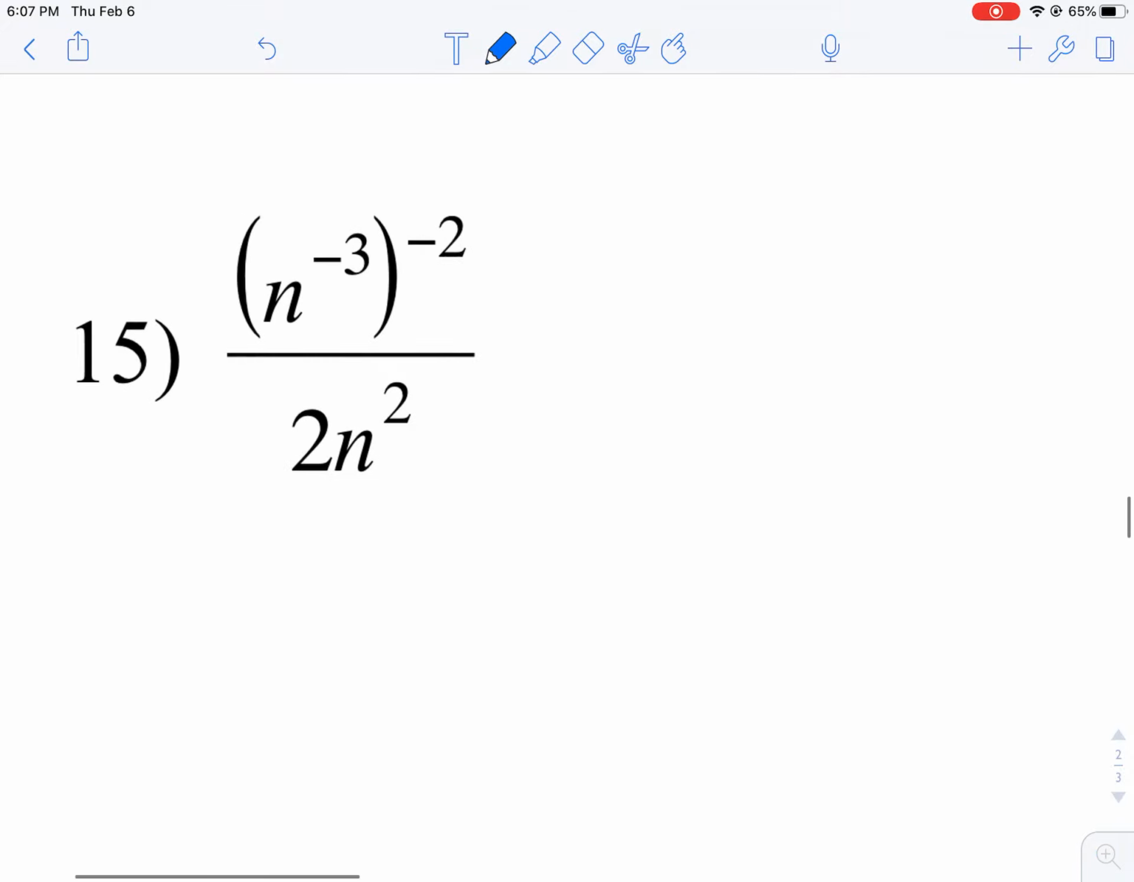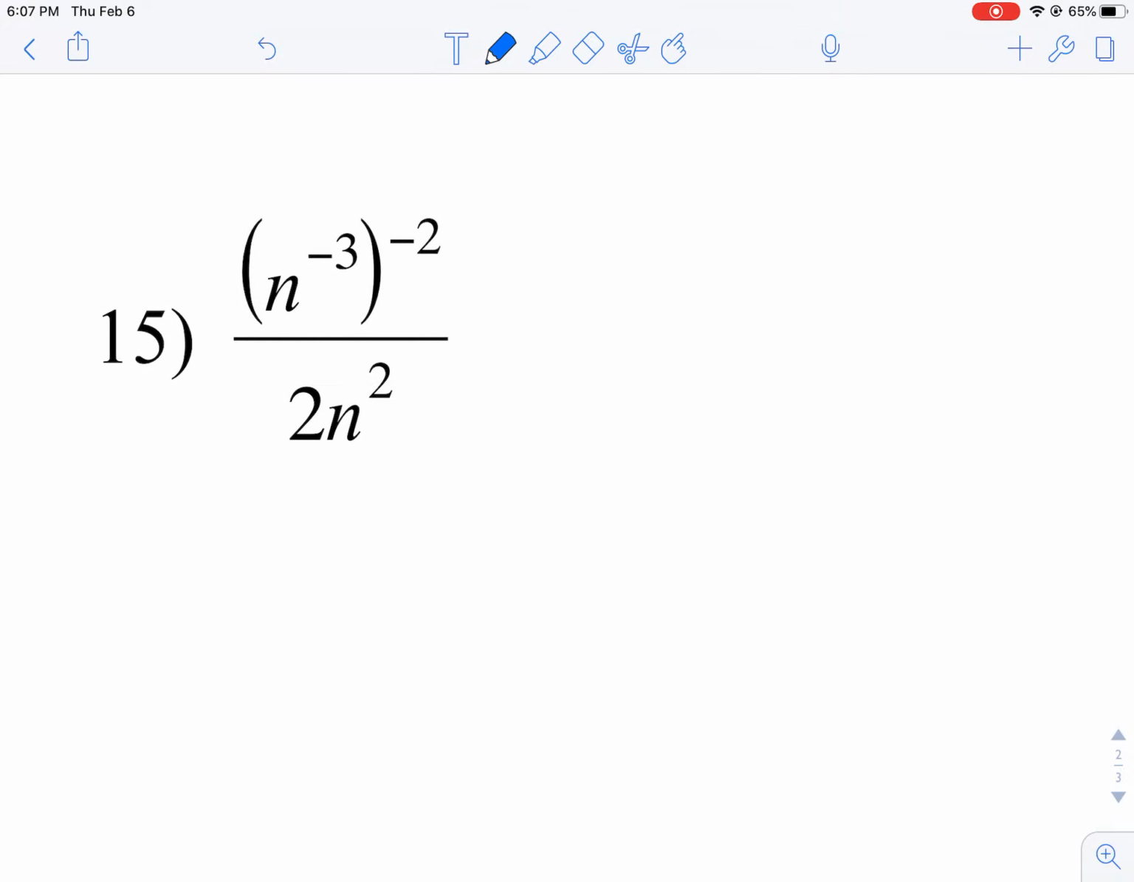For 15, a couple different approaches. I might just distribute this -2 into the parentheses first. Some people might look at this as this whole thing being negative, so they can drop it down to the bottom. You're certainly free to do so, but I'm going to distribute first instead.